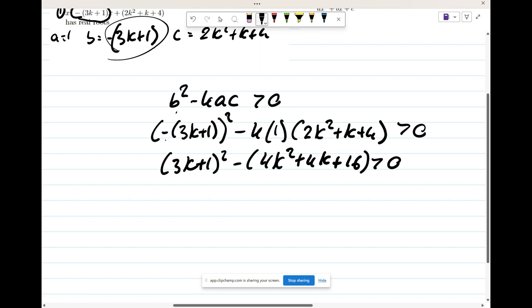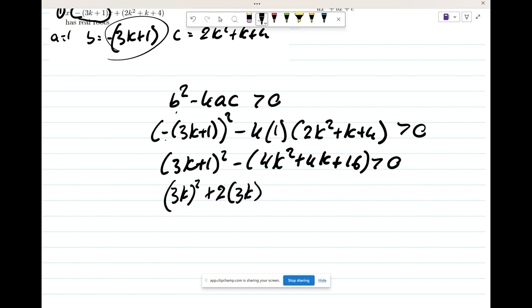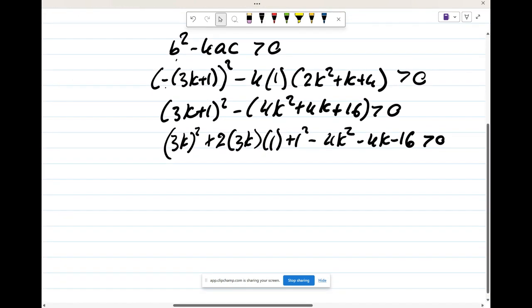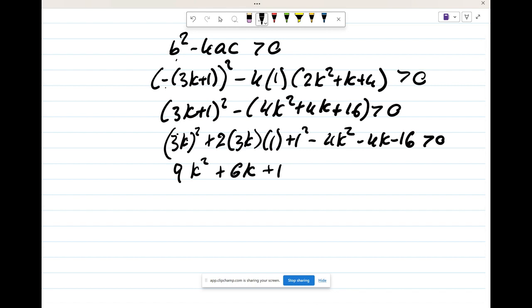So (3k plus 1) squared, we know how to do that. We're going to square the first, then multiply the two together twice, and then square the last. So 3k squared plus 2 times 3k times 1 plus 1 squared. And then we can multiply in this minus 4k squared minus 4k minus 16, greater than 0. So 3k squared, you can square the first and square the second, so 9k squared plus 6k plus 1. 1 squared is just 1. And then minus 4k squared minus 4k minus 16 greater than 0.